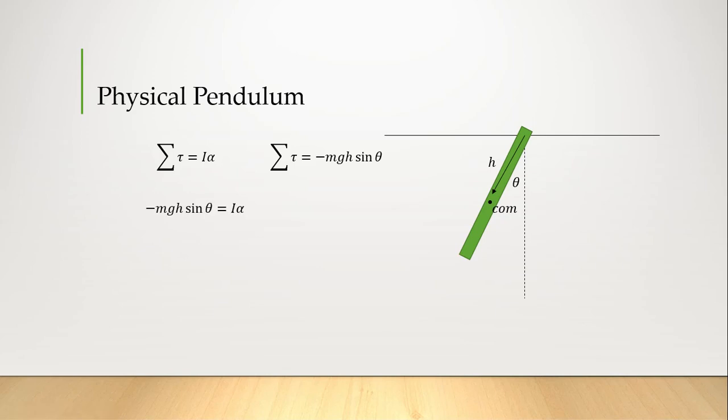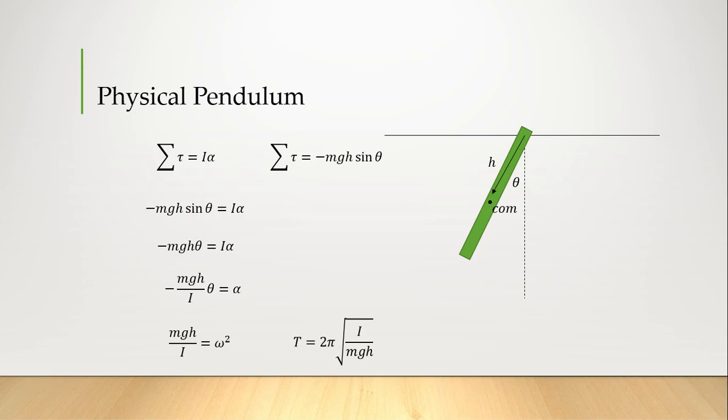So if we plug that relationship in, that it's equal to I times alpha, we can do a simplification. Remember that for small thetas, sine of theta and theta are about the same. And if we rearrange this, we get that relationship there, which looks pretty much the same as simple harmonic motion. In this case, your angular frequency squared is mgh divided by the moment of inertia. And so your period is related to the moment of inertia and mgh.